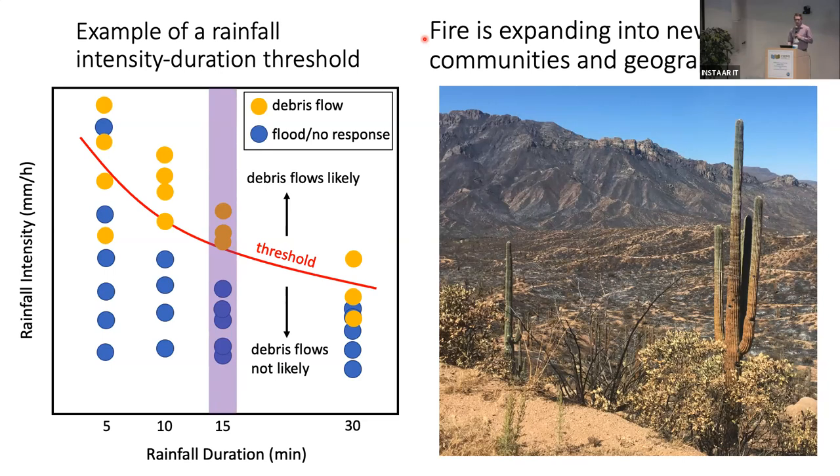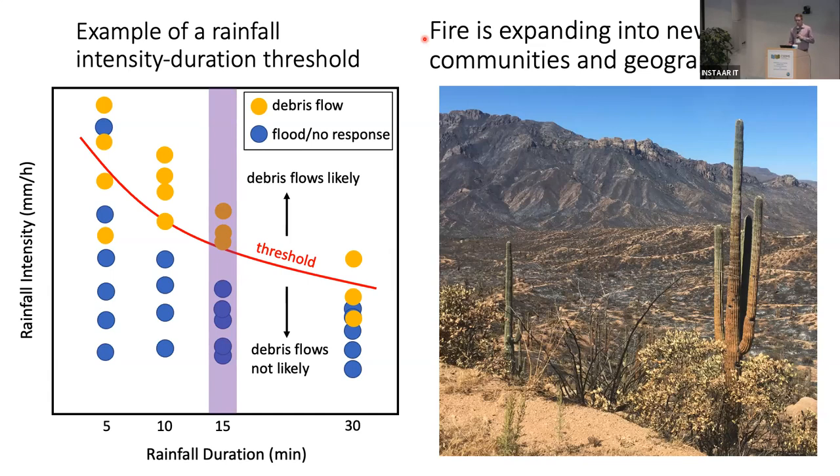But the problem is that these types of methods require a decent amount of data, especially to be accurate and reliable. And fire is starting to expand into a larger number of plant communities and geographic regions where it hasn't been before. So we simply don't have the data in those areas to take that approach.